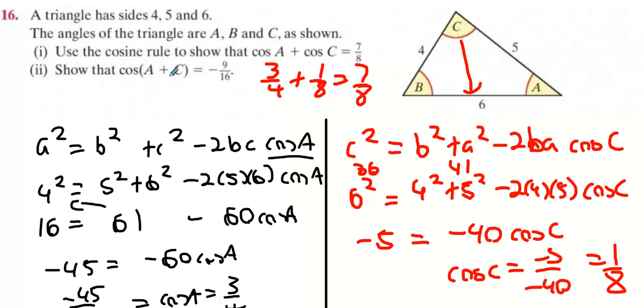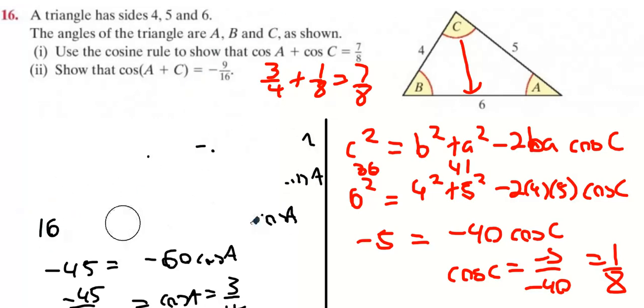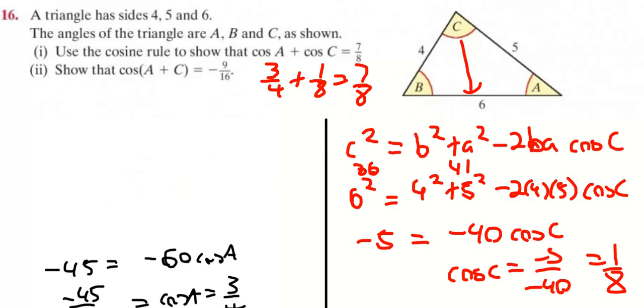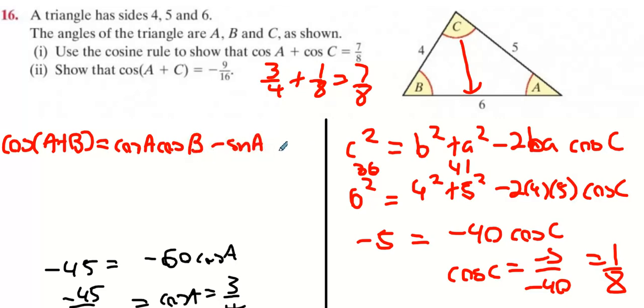Next part. Show that cos A plus cos C is minus 9 over 16. Cos A, prove it's minus 9 over 16. Here's what I'm going to do. What rule am I looking to use? From page 14 of your tables. I'm going to use cos A plus B. And what is cos A plus B? Sine A, sine B. Now, I haven't got a B. What do I have instead? Anywhere I see the B's, I'm going to put C. Is that all right?